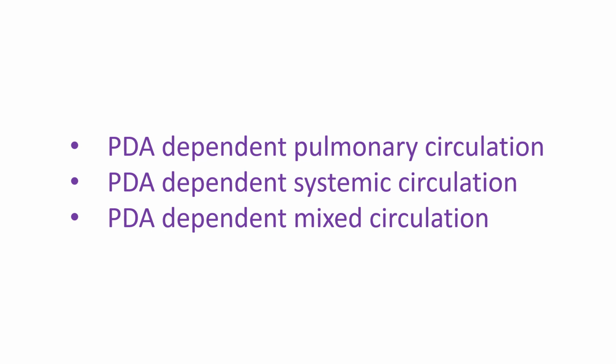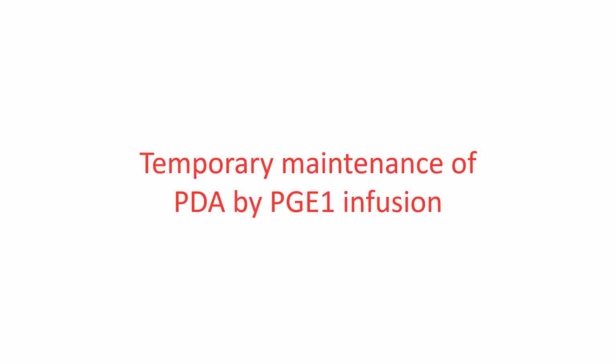In the third group, as in transposition of great arteries, both systemic and pulmonary circulations are dependent on adequate mixing as both circulations are in series. Maintaining a PDA is one method of providing mixing between systemic and pulmonary circulations.